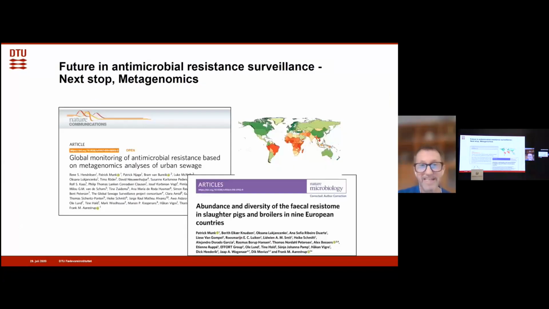So what is the next step in 10 years? We are currently working on metagenomics. There have already been a number of papers coming out where we have tried to collect urban sewage water and detect resistance genes in these matrices, but also fecal matter from slaughterhouses and broilers in 9 European countries.